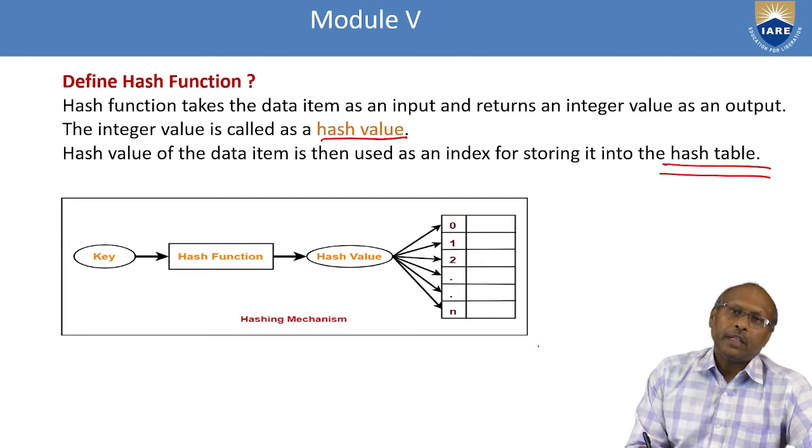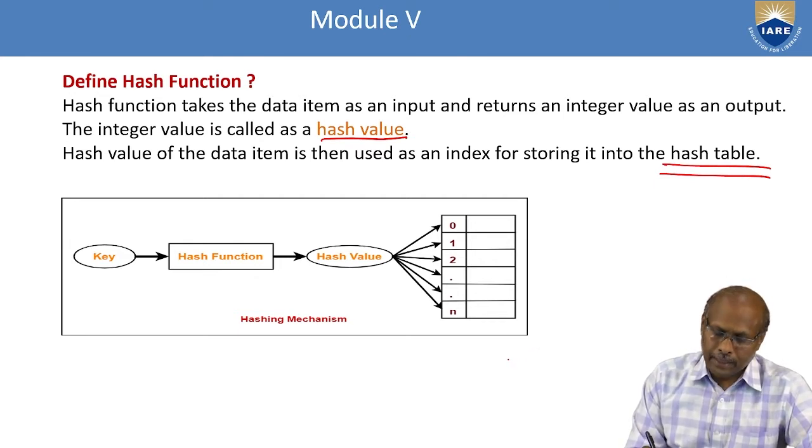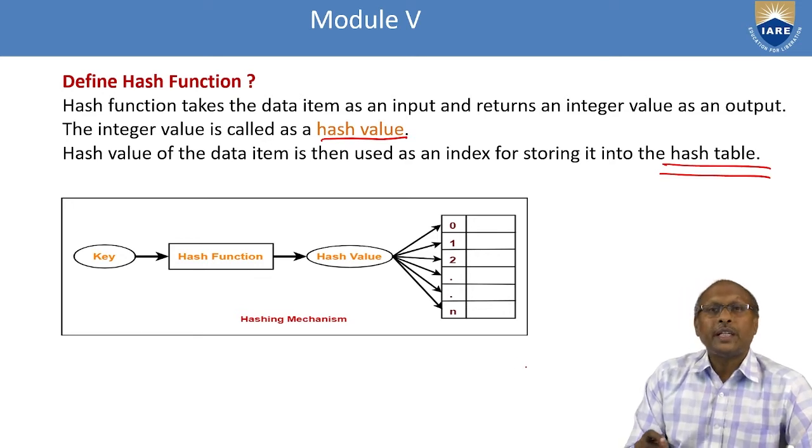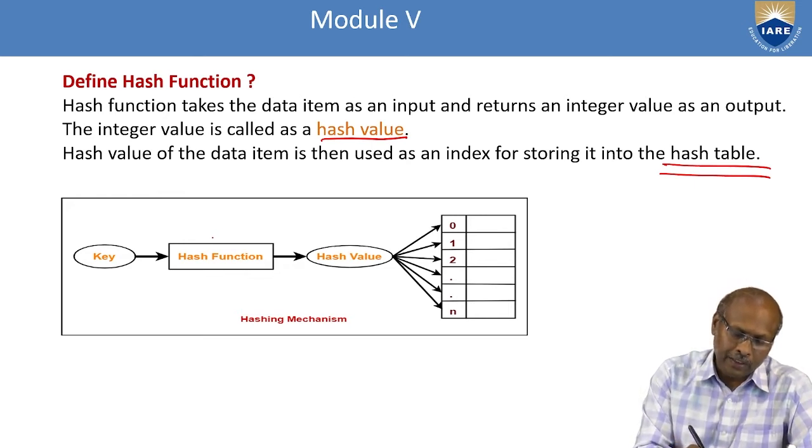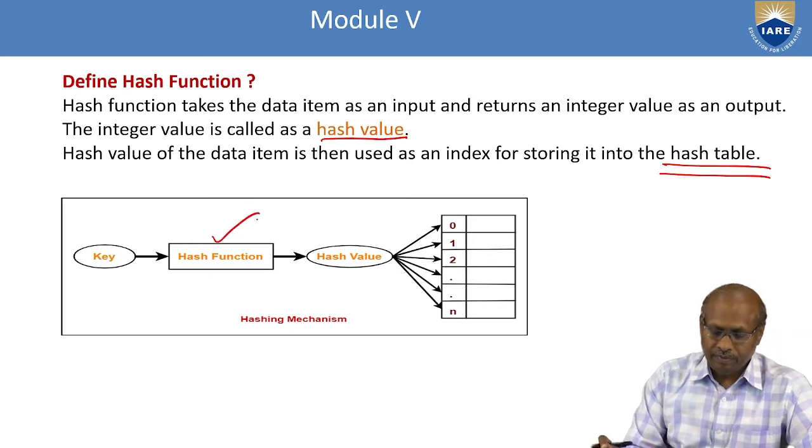So remember, whenever you are having a huge collection of data, those data can be stored in a hash table, and from the hash table you can search any data very fast with the help of hashing. So hashing helps you to retrieve the data very fast with the help of a special function called hash function. This is the general mechanism.